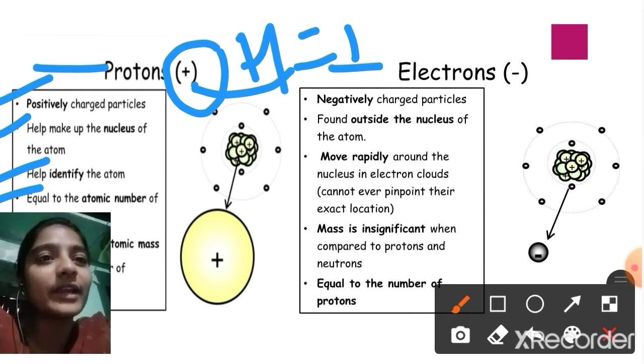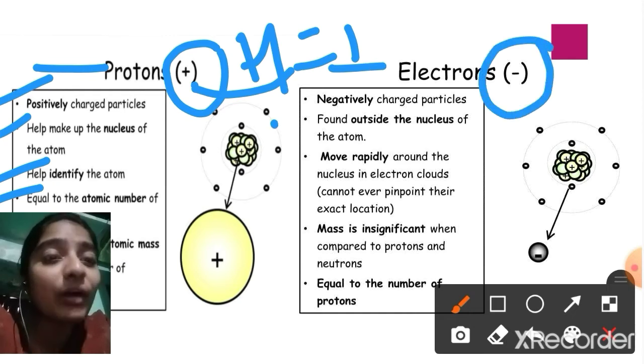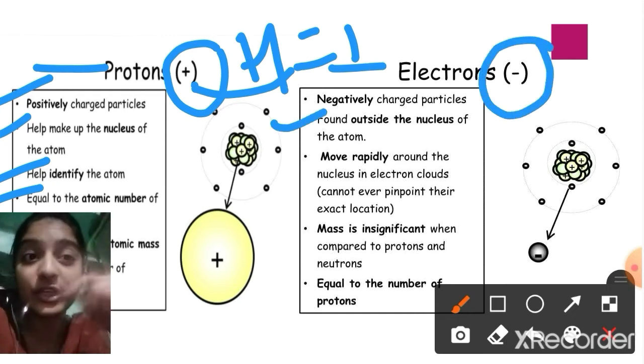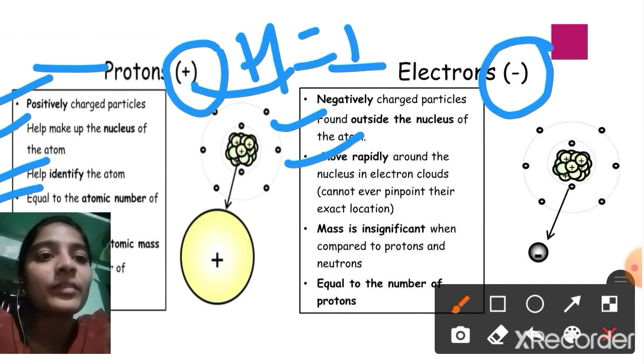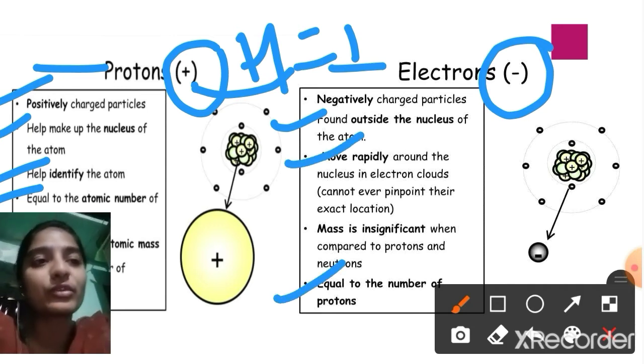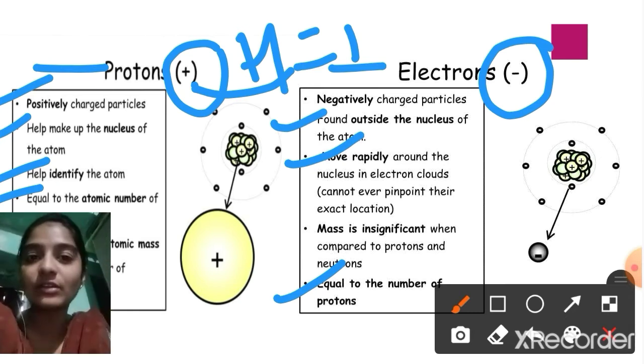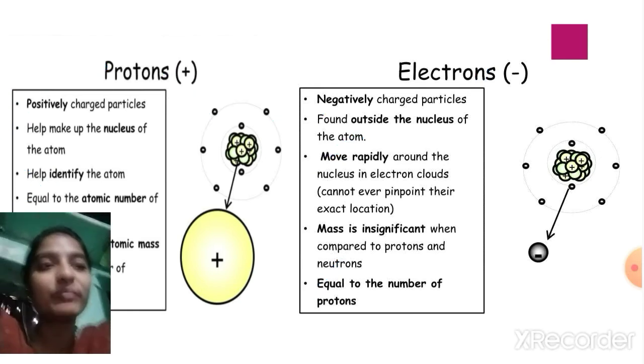Then coming to the electrons. Electrons are negatively charged, found outside the nucleus, and revolve rapidly around the nucleus, forming the electron cloud. The number of protons is equal to the number of electrons, and the number of electrons is equal to the number of protons.